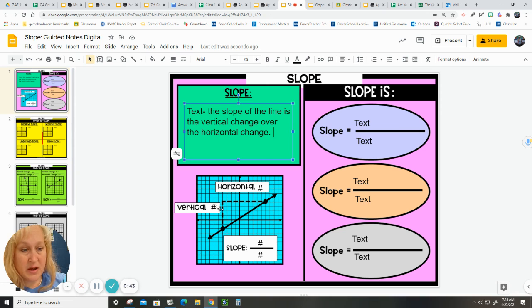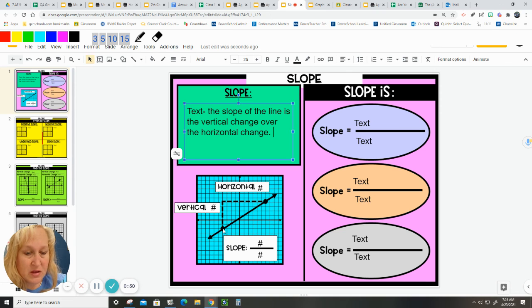Vertical is up and down. Horizontal is back and forth. So if I were doing this activity, it would be something as simple as counting each corner. So the vertical, the up and down, the rise is 1, 2, 3, 4, 5, 6. That would be 6. You can't change it. That's what it is.